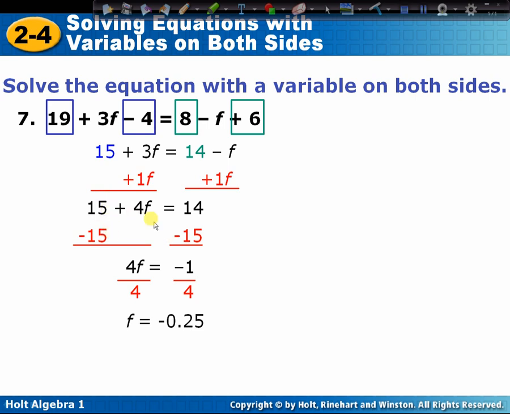Here the 15s are going to cancel, and I'm going to bring down my 4f. So 4f equals 14 minus 15, which is negative 1. Then I'm going to multiply or divide. I have 4 times f here, so I'm going to do the opposite and divide both sides by 4. And f equals negative 0.25. And again, you could have also left that as just negative 1 over 4. I would have taken either one of those answers because it's a pretty decimal, meaning that it stops. So you can use the decimal form. Or again, like I said, you could also have left it as a fraction.